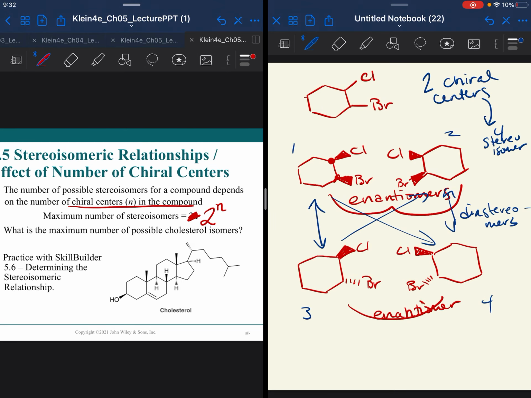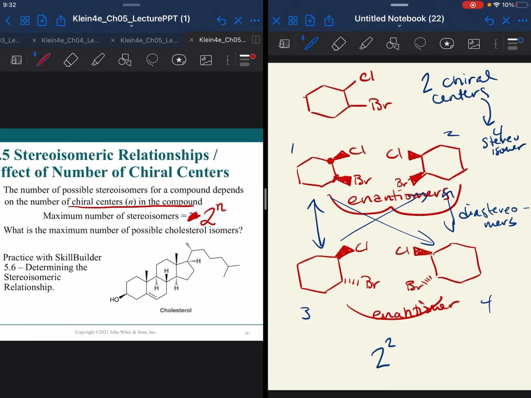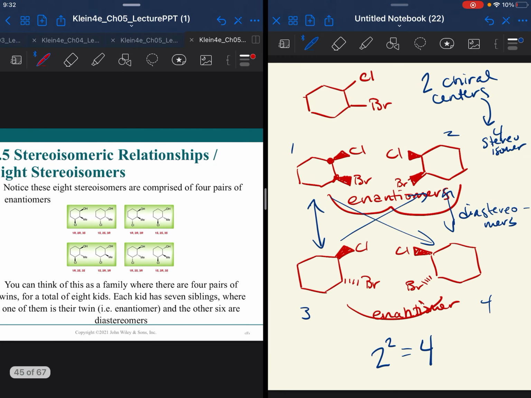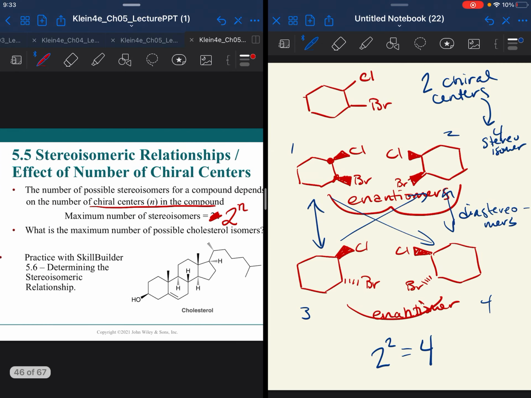N is the number of chiral centers in the compound, right? So 2 chiral centers, 2 squared is 4. Here, where you have 3 chiral centers, 2 cubed is 8. All right, so you can look at the number of chiral centers and you can figure out how many possible stereoisomers max there could be.